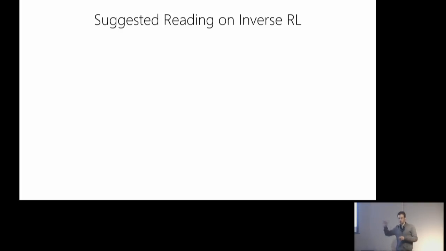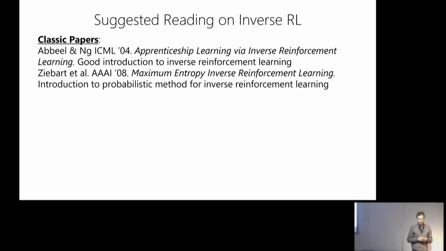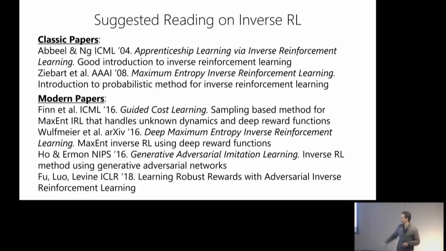So if you want to learn more about these topics, here are some suggested readings. These are a couple of classic papers on inverse RL. This paper by Abbeel and Ng discusses the maximum margin formulation if you want to learn more about that. And this is the original paper by Brian Ziebart that proposed the maximum entropy inverse RL formulation for tabular states and actions. And here are some more modern papers.